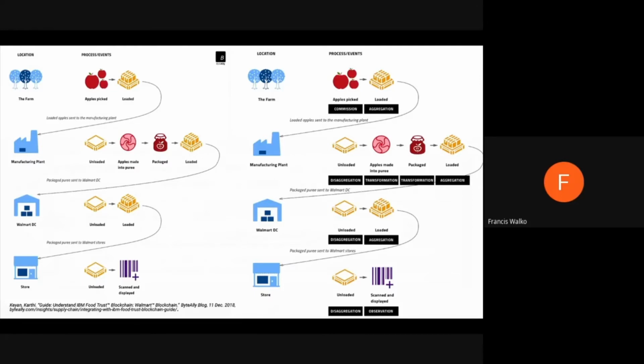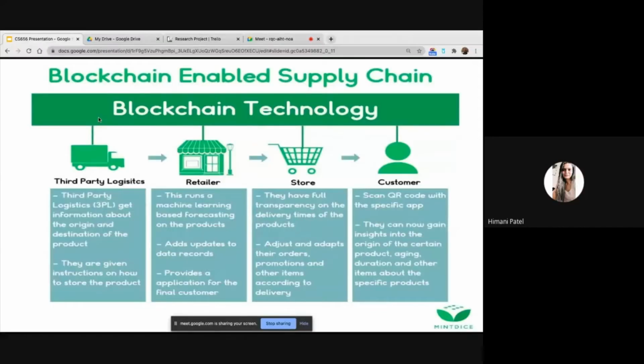Essentially all this information is compiled and stored in the blockchain network, and provides a proper reference point for the food process of, say, the apple to apple puree, so that you can go back and see the origin of the product.